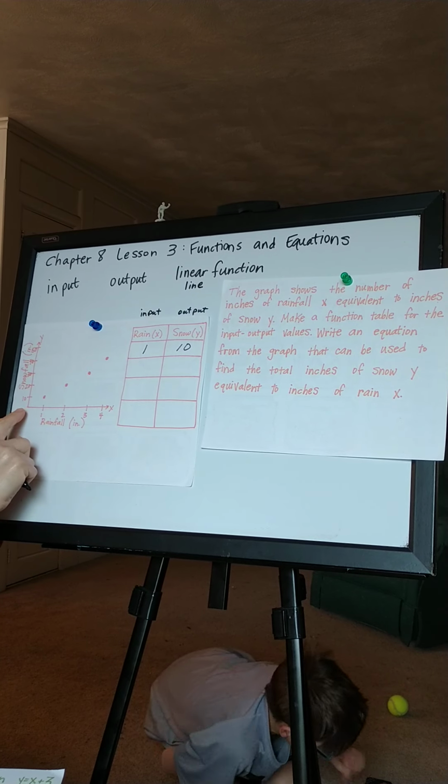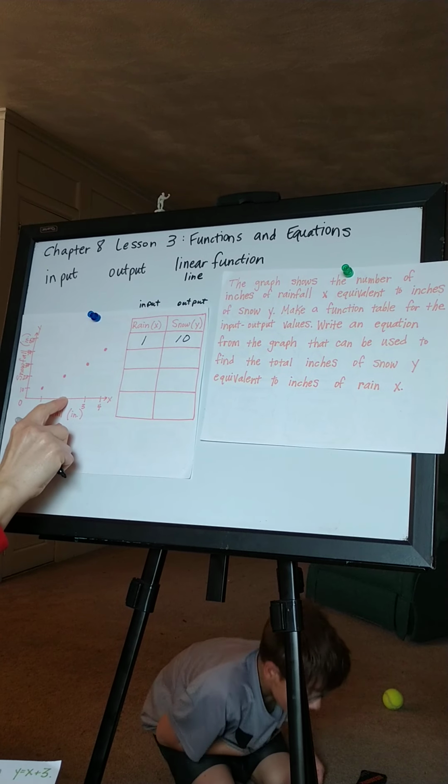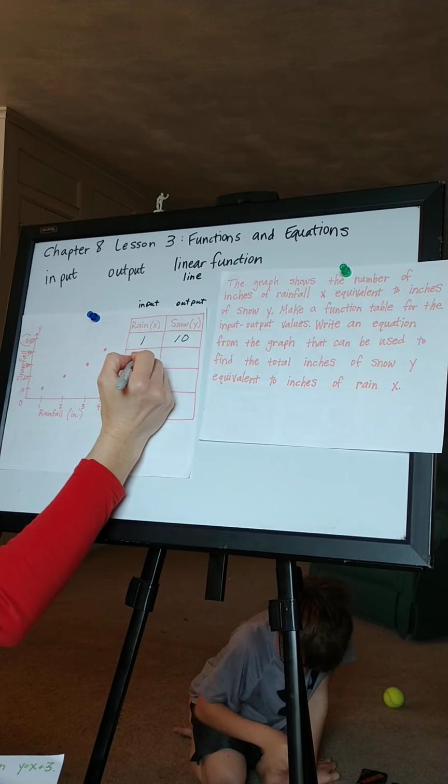But what if we go over 2 inches of rainfall? How many inches of snow would that be equal to? 20.